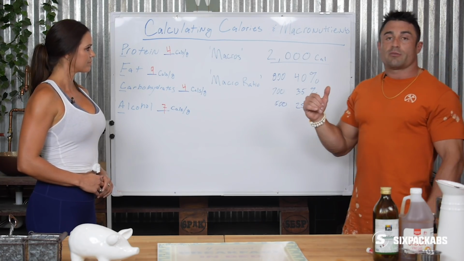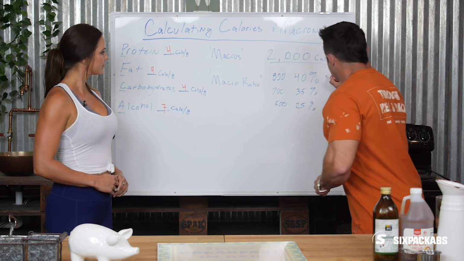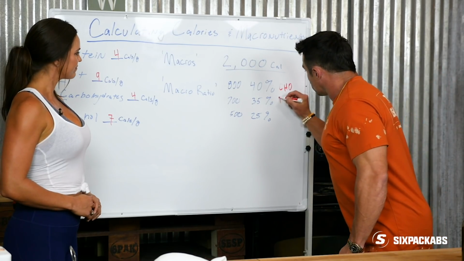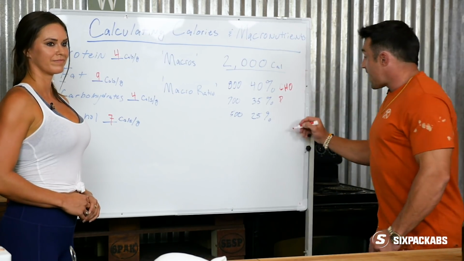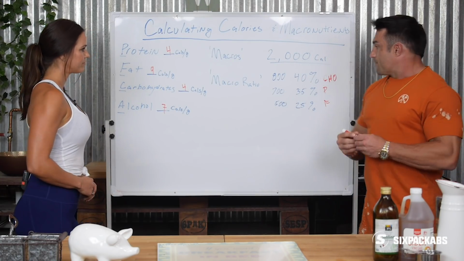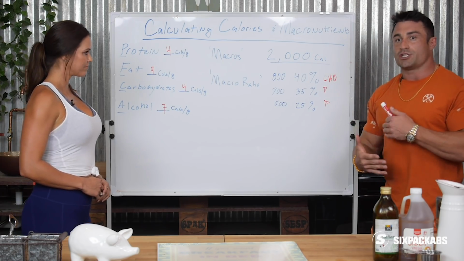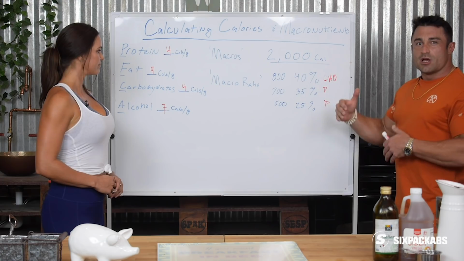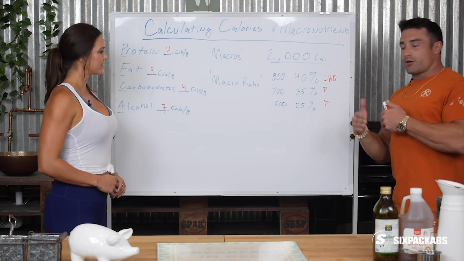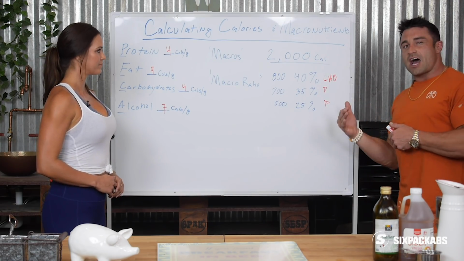So for this example, I'm giving a macro ratio of 40% carbohydrates, 35% protein, and 25% fats. So this macro ratio would be considered a higher moderate and a moderate protein ratio. 40% carbohydrates is moderate to high, 35% protein is in between moderate and high, and then fats at 25%, that's decent. It wouldn't be high, but it wouldn't be low.